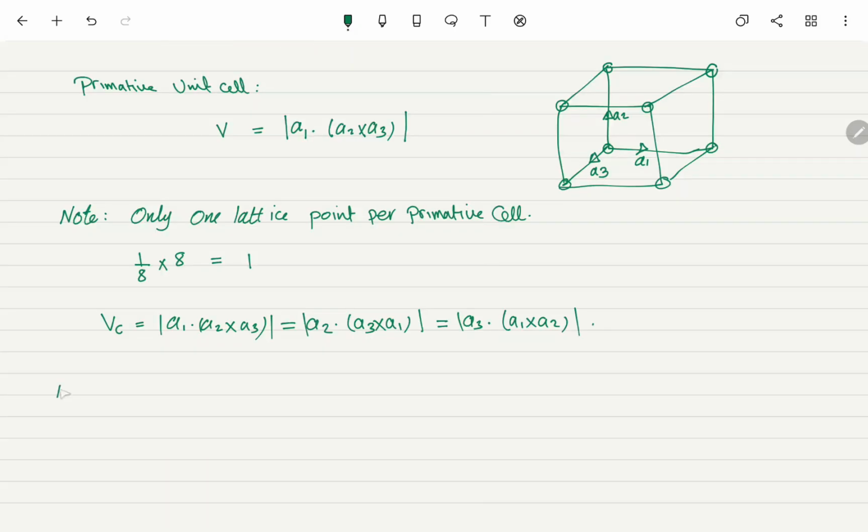One more note here, the bases associated with a primitive lattice cell are called primitive bases.